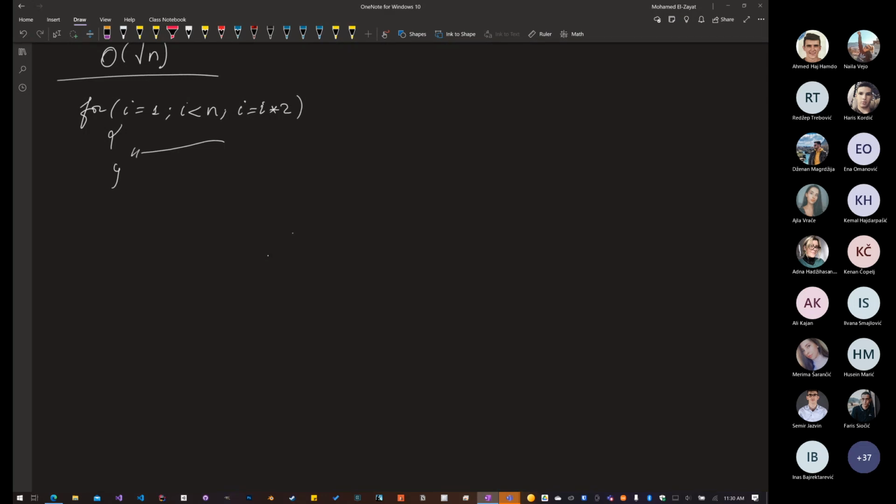Why? Because we go times 2, so we iterate faster through n times. So at the end of the day, it's a log n, you say? Yeah, I think so. Okay. Why is it not a square root of n, then?